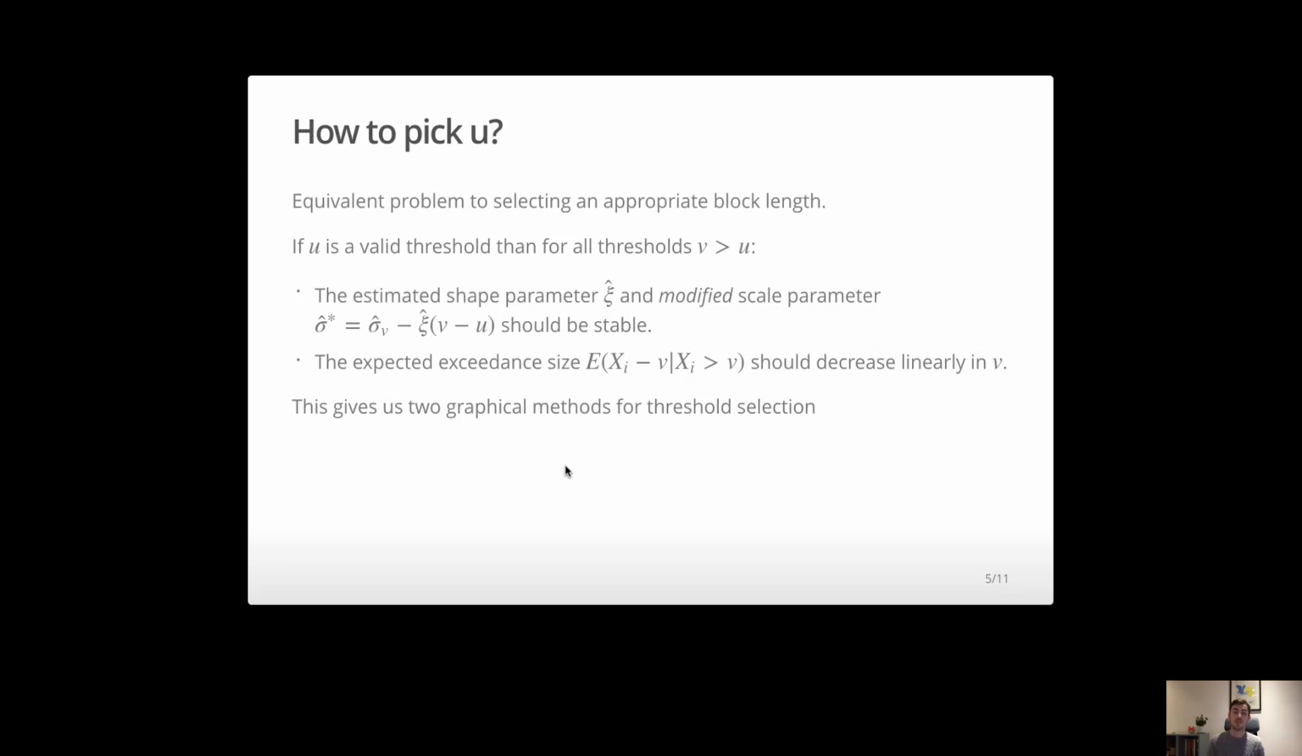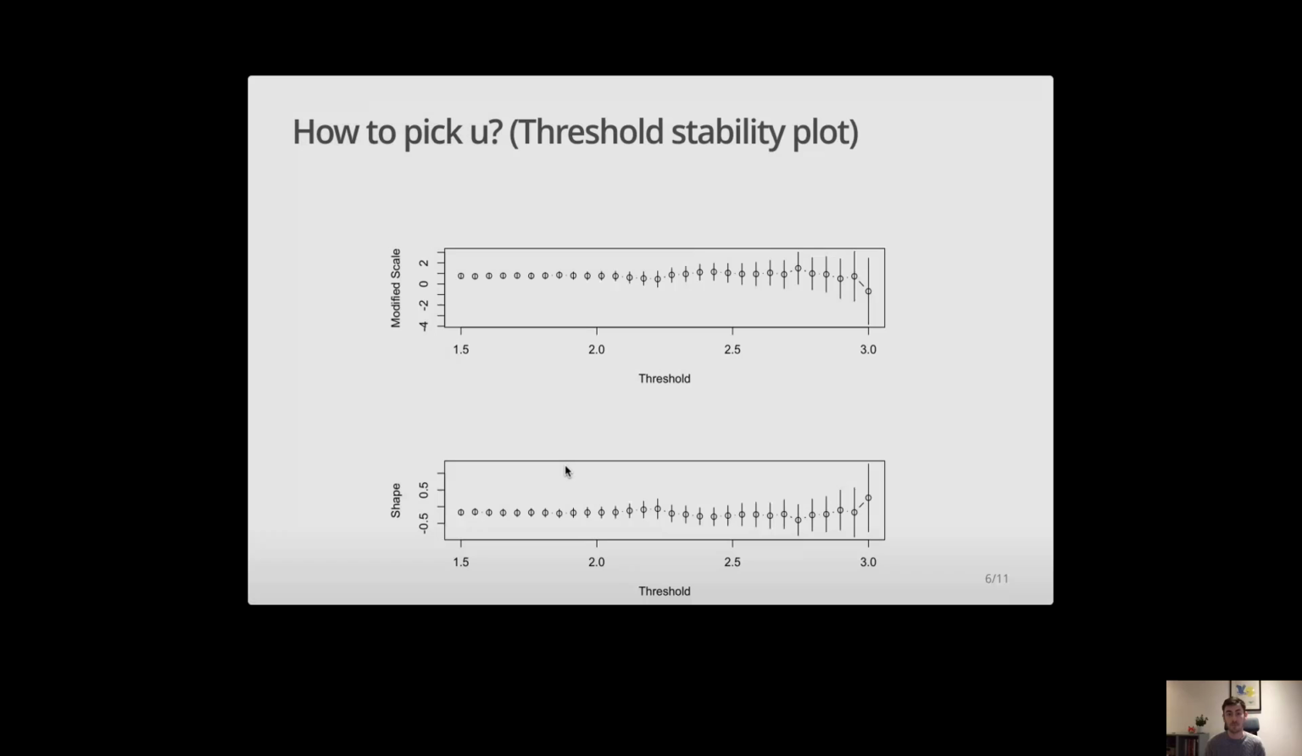What this gives us is two graphical methods for picking an appropriate threshold. The first is the threshold stability plot. Here we've considered a range of thresholds and estimated the modified scale and the shape parameter above each of those thresholds.